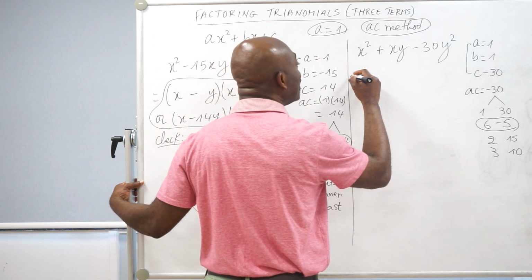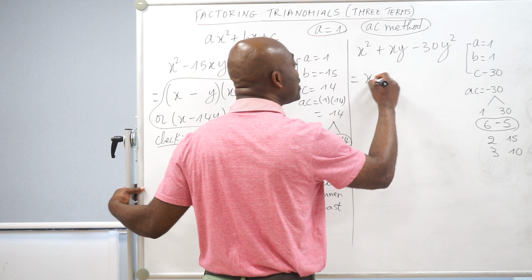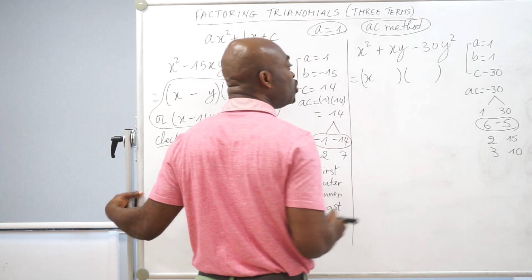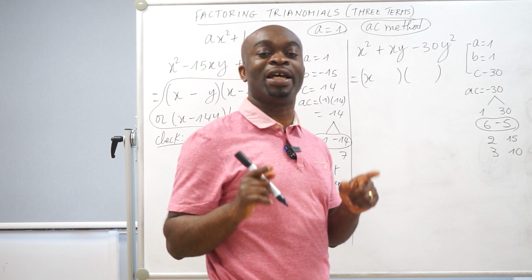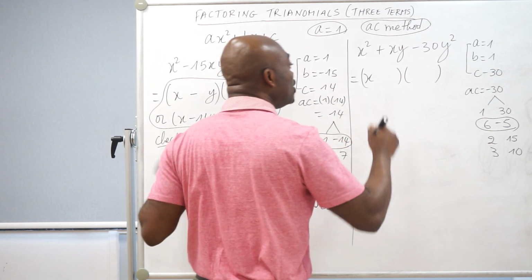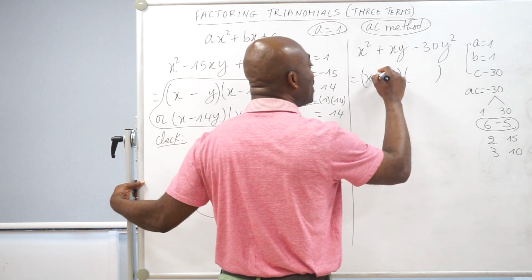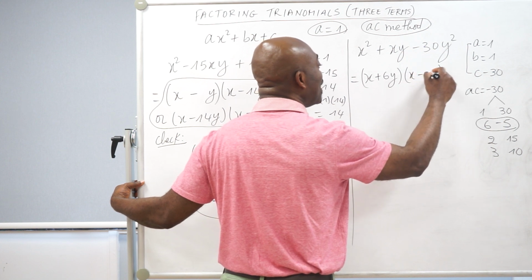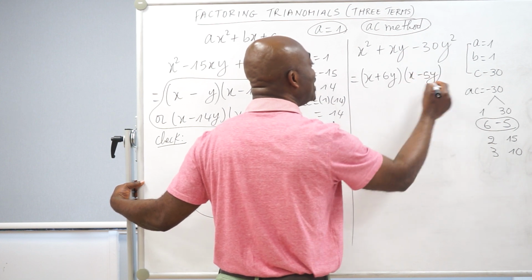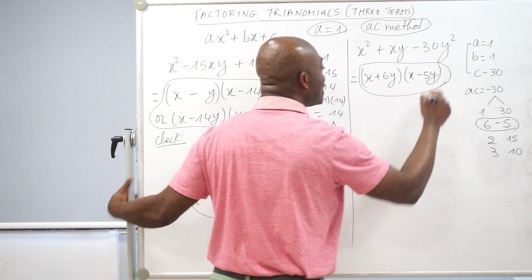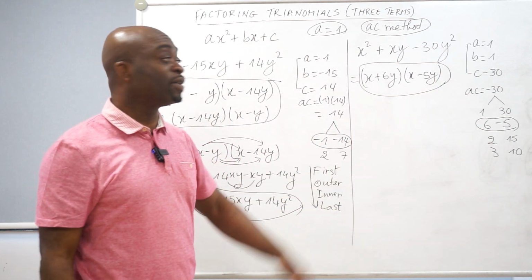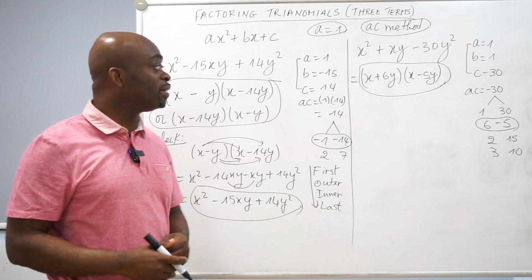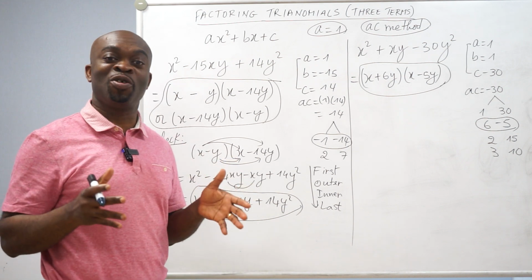And that means what? That means you have x here, and x, like we did before. But in this case, don't forget, you're dealing with y. So we have x plus 6y and x minus 5y. Or the other one also, it doesn't matter if you don't put it. And this will also be your final answer for this problem. Ladies and gentlemen, now you're becoming an expert. Okay?